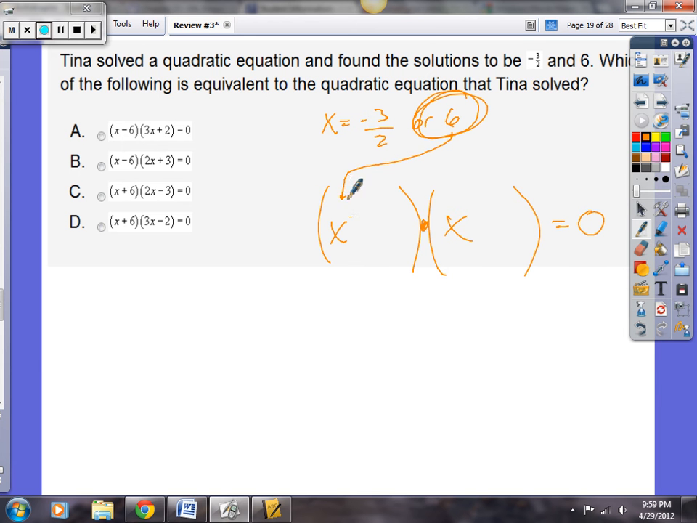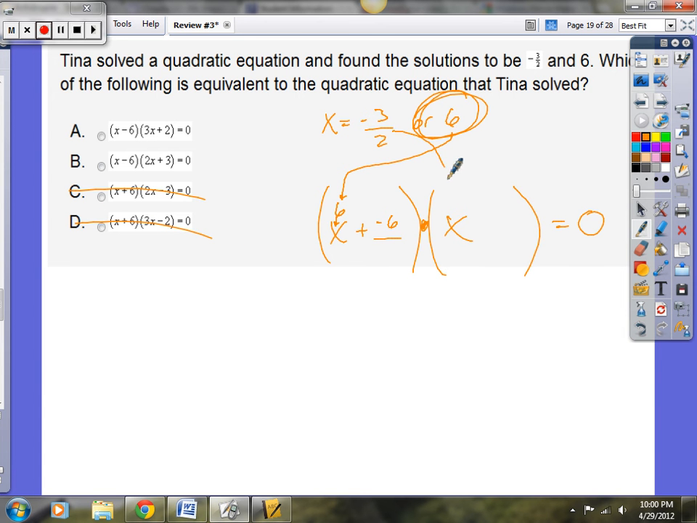Okay, X is 6. So 6 goes right in place of X. Now, you got to use the zero product property. If you're multiplying a group by another group and your answer is 0, that means one or both of those groups has to equal 0. So if I sub 6 in for X, 6 plus what is 0? And your answer's got to be negative 6. So I am liking A and B. So I can eliminate C and D. Now I got a 50-50 shot.